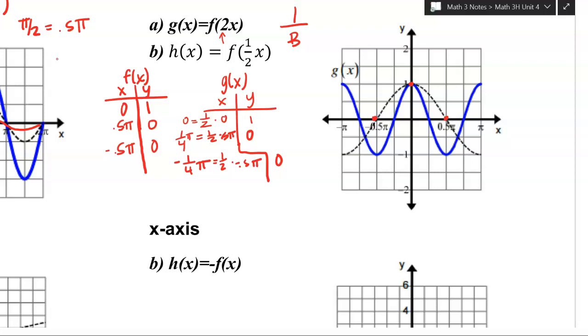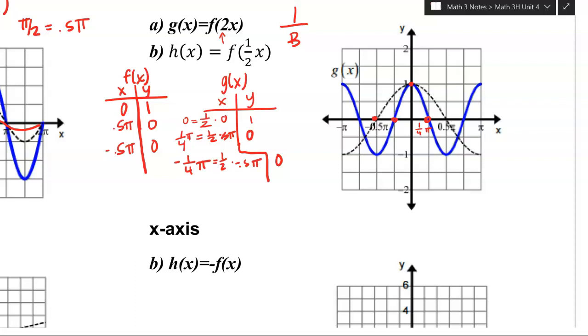All right, so notice on the blue graph, these move to this point here, which is that 1/4 pi point. So it just brought those x values closer together. So it's going to be a shrink.